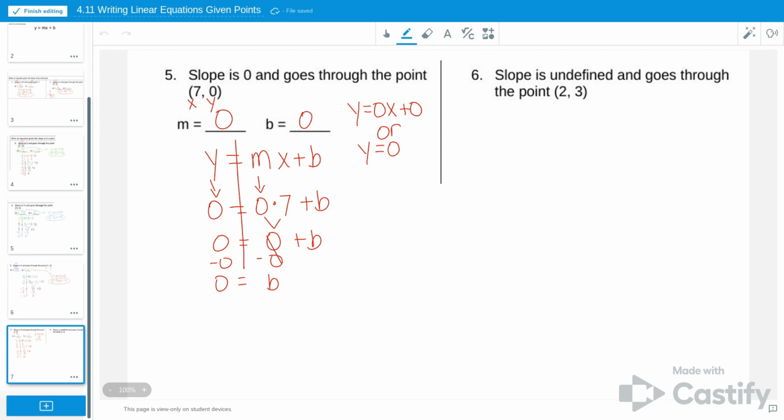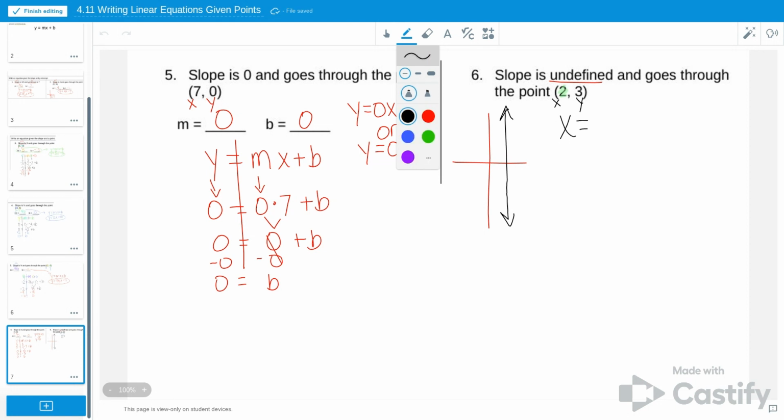And the last one, when your slope is undefined and goes through the point 2, 3. So when our slope is undefined, this one's a little bit harder for us to plug in. Remember that an undefined slope is a vertical line. And so remember, it starts off with x equals, and then it's whatever our x value is of our point. So this one, my x value is 2. So it would be x equals 2.